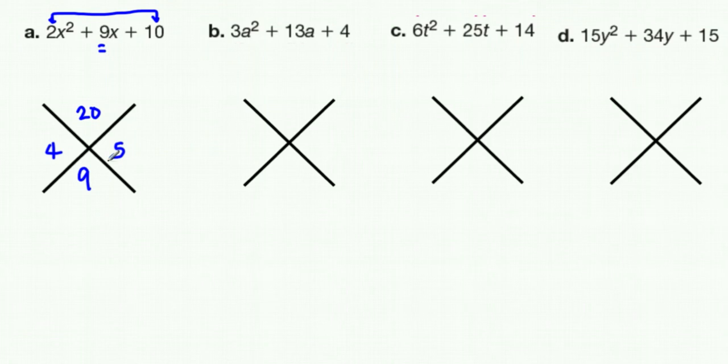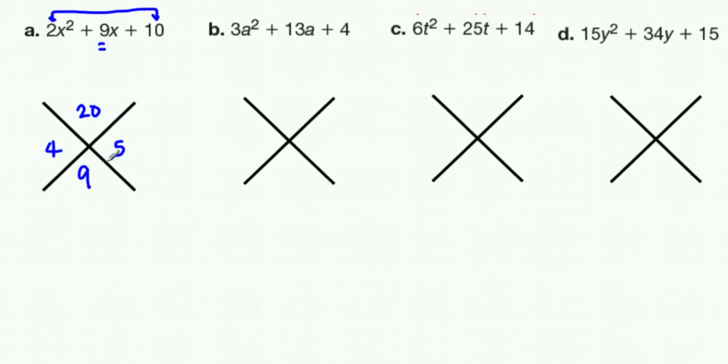Okay, so after that, this is what you do. Okay, that means you can rename 9x into 4x plus 5x. So I'm going to rewrite 2x squared, okay, plus 9x plus 10 to become 2x squared plus 4x plus 5x plus 10. So I simply used my x method to rename 9x to 4x and 5x plus 10.